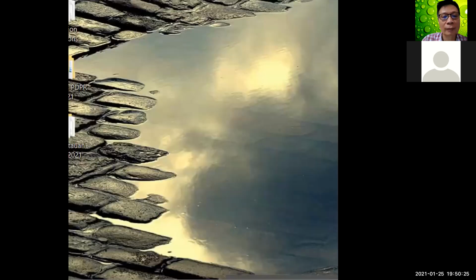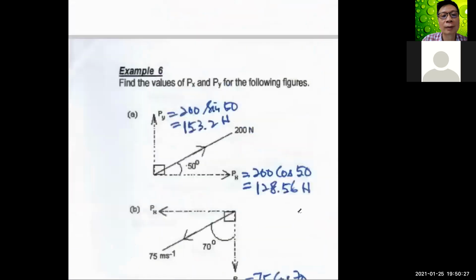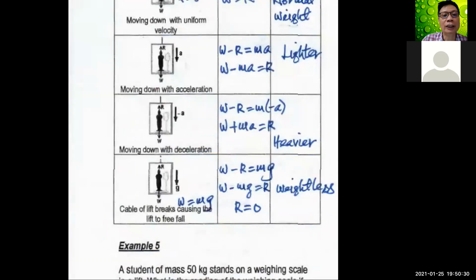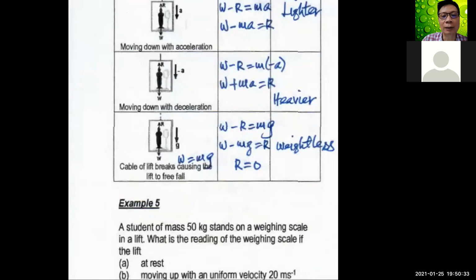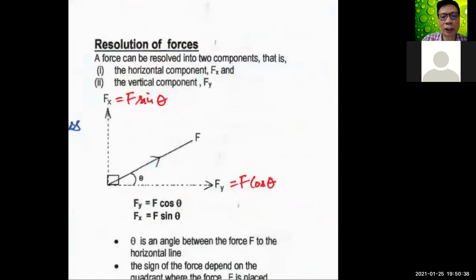Okay, so for tonight's lesson, we are going to learn one very important topic, resolution of forces. Later on you will see what it is. So I start sharing the paper with you all. Okay, come look here. Resolution of forces.